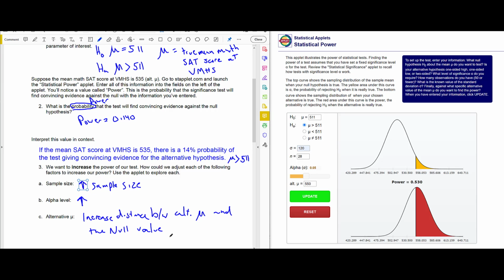If we increase the significance level, our power will increase. And if we increase the sample size, our power will increase. Alright? So those are the big things to take away from this and talk about the power.